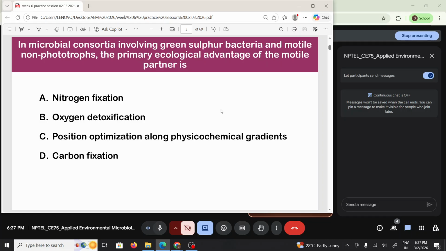The physiological advantage of the motile partner is? So there is a consortia which has a green sulfur bacteria and motile non-phototrophs. What is the benefit from this association for the motile non-phototrophs? That is the question.